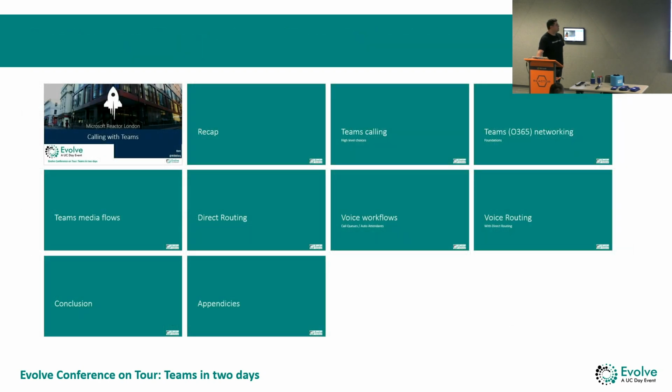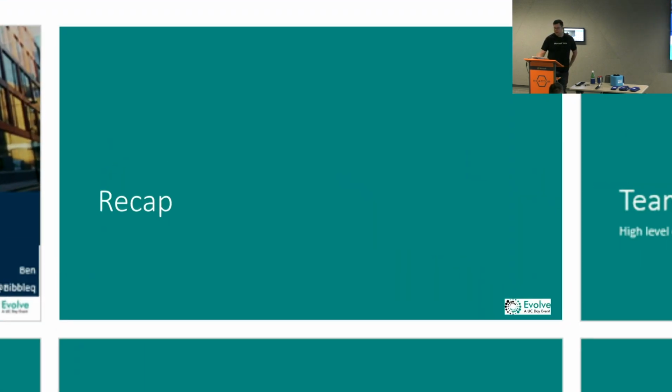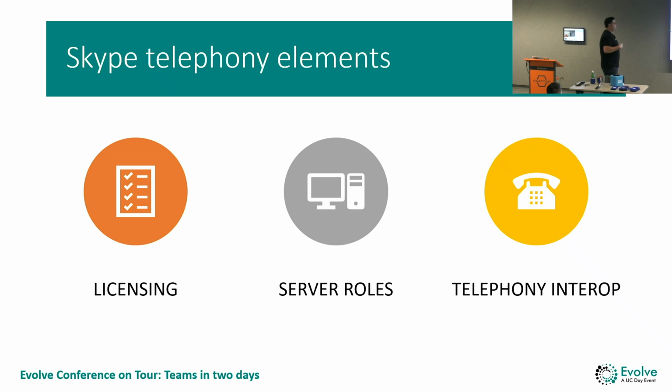So in terms of adding telephony into Teams, I wanted to start with a little bit of a recap of where we've come from. You remember Teams is an evolution of Skype for Business. If we look back to Skype, there were 3 considerations you had to take into account when adding telephony. First one was licensing, whether you were a standard, an enterprise, or a plus CAL. And plus CAL was the thing that gave you your telephony. Anything to do with calling, you had to have a plus CAL.